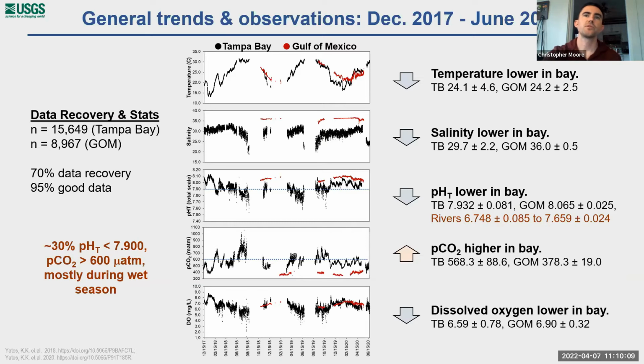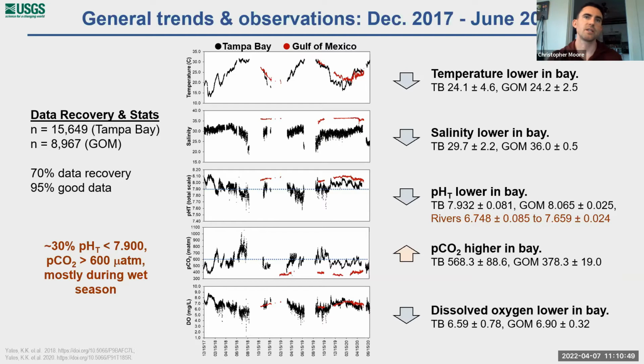These are the results from our first 2.5 years of sensor data, with Tampa Bay data in black and Gulf of Mexico data in red. We see much greater diurnal and short-term variability in the bay, as we might expect. There are distinct differences between Bay and Gulf of Mexico salinity and PCO2 values, which provide good end members to help us distinguish between the Bay and Gulf of Mexico chemical signatures. The dotted lines you see on the pH and PCO2 graphs show that approximately 30% of our data falls below a pH of 7.9 and above a PCO2 of 600, which is when we typically see evidence of carbonate dissolution.